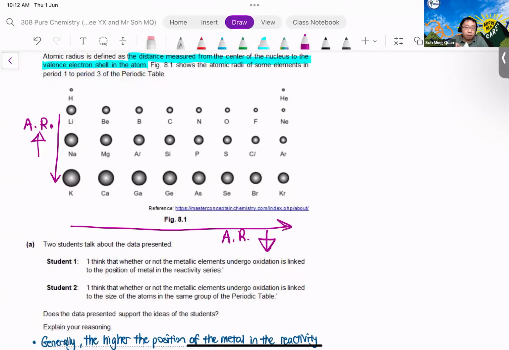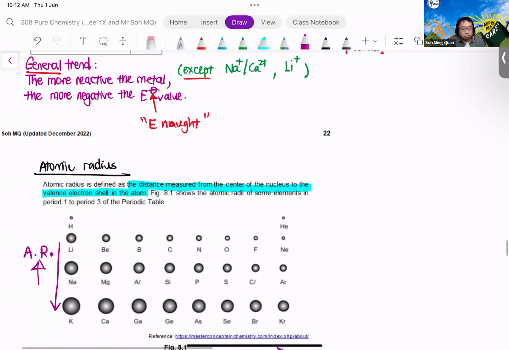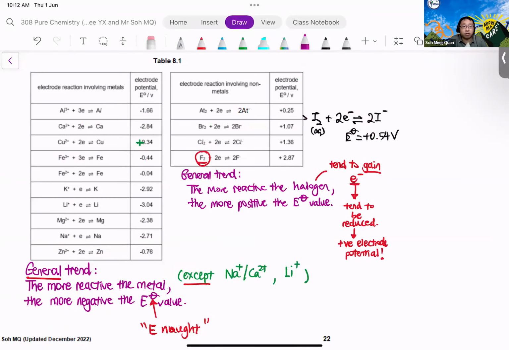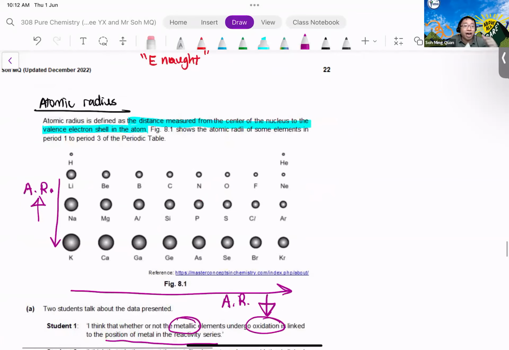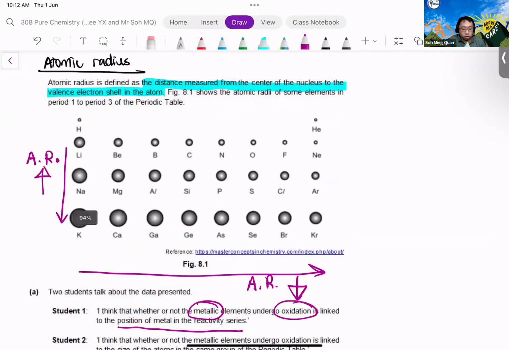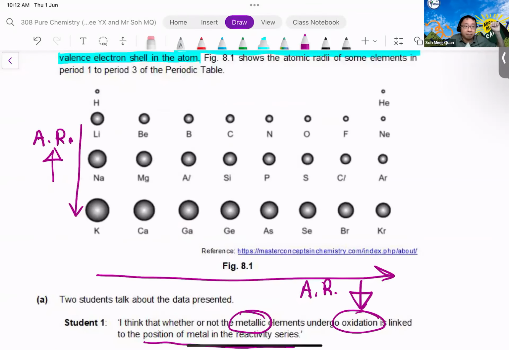Now, two students talk about the data presented. Student one: I think that whether or not the metal elements undergo oxidation, metal oxidation is linked to the position of the metal in the reactivity series. Again, do you realize this goes back to the trend that we talked about? We had a general trend about metals, right? The more reactive the metal, the more negative the E0 value. That's a general trend. But look at what the student is saying. The student's statement doesn't have the word general. The student is just making a statement. There's no general. That means he's saying this statement for all metals.